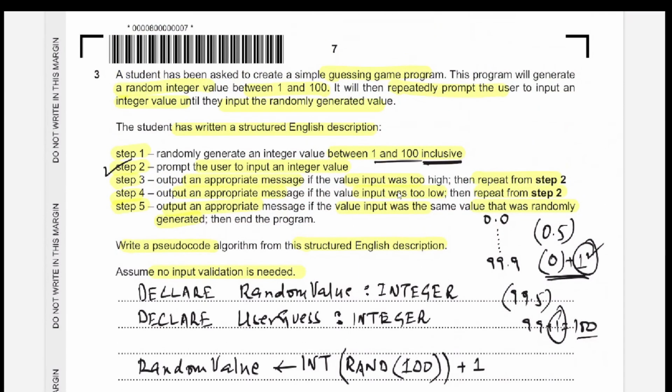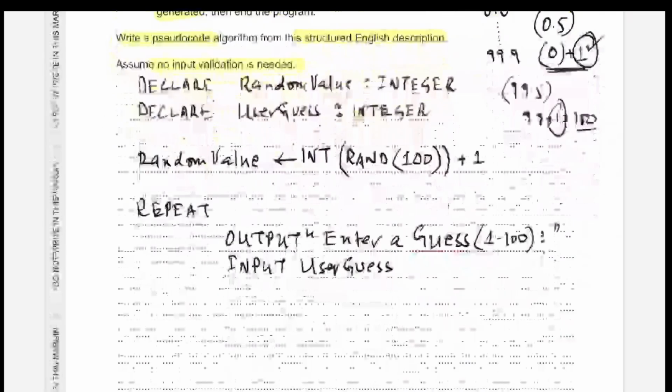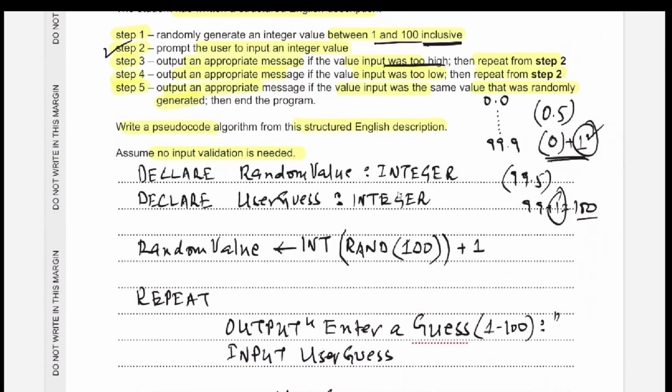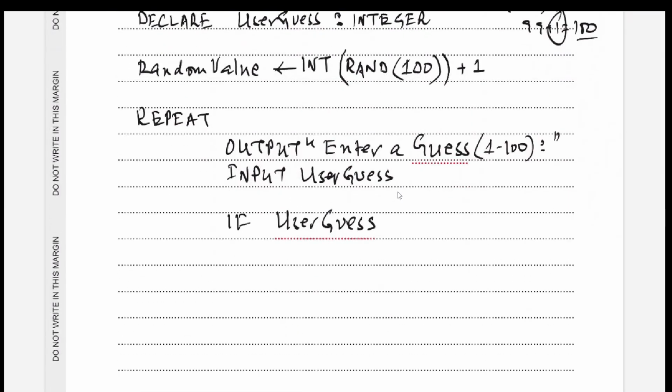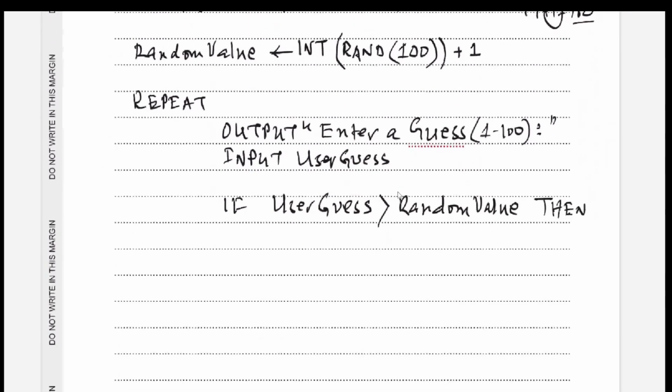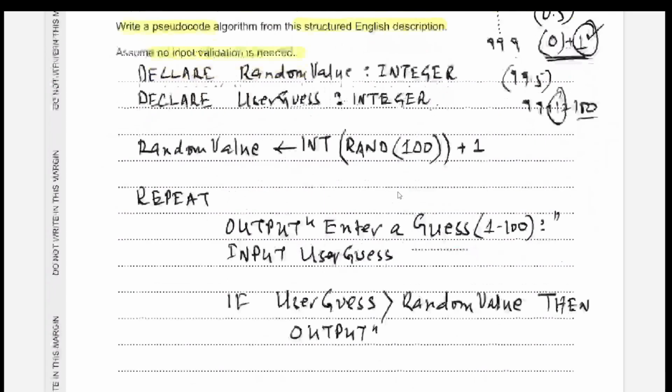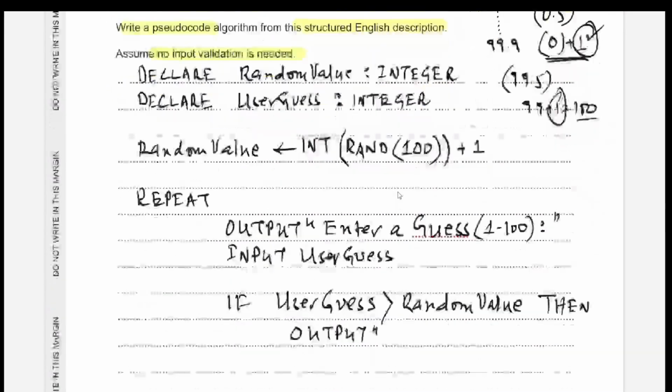Output an appropriate message if the value was too high. So we'll write if user guess, now what is the condition? If the value was too high, if the user guess is greater than what? The random value. Then what will we do? Output. So what is the output? The guess is too high.